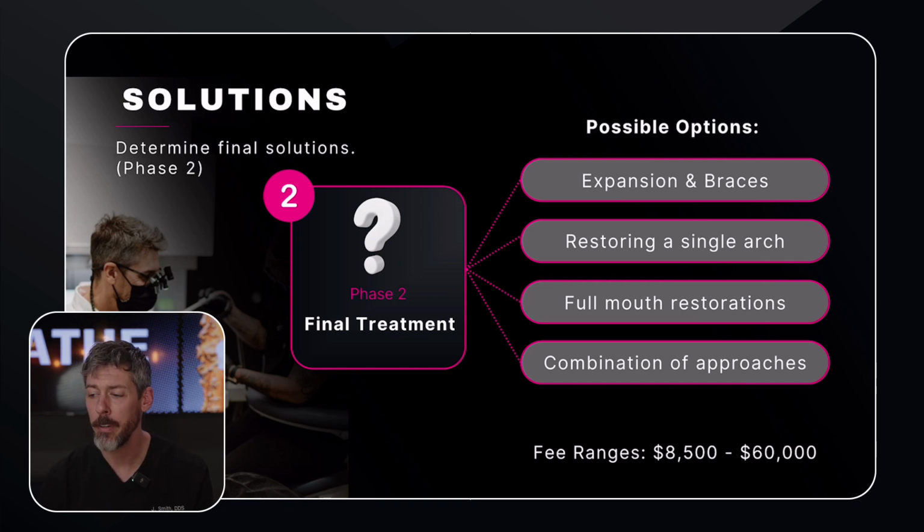Fee ranges. Fees usually between around $8,500 for expansion of braces up to about $60,000. And I know that sounds absolutely crazy, but it's about the price of a car for a lot of people. But to live completely pain-free again and to be themselves again, many times that's worth it. And then the cost of that goes into the technology, into the lab fees, into the expertise of properly designing the case and getting the bite just dialed in. And it's not a short process. It's usually a 6-month process or so, maybe sometimes more.